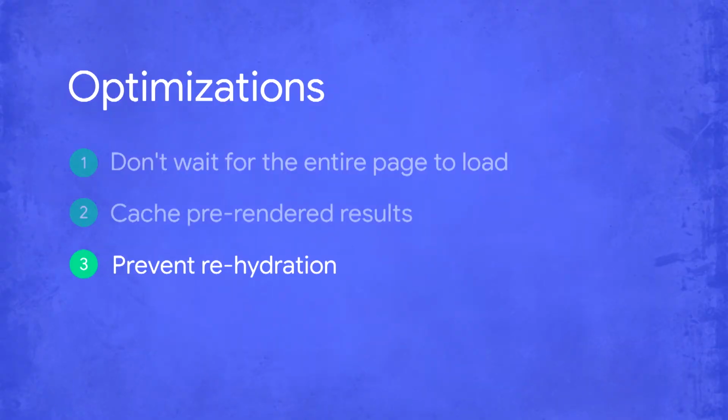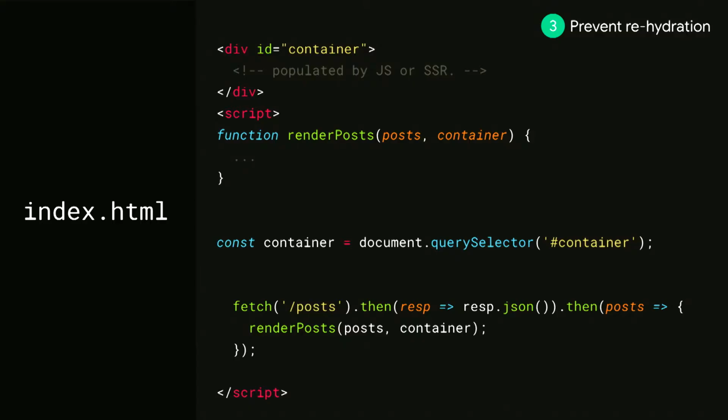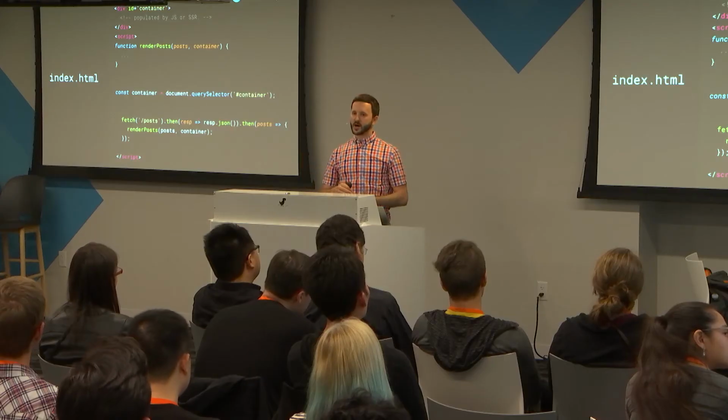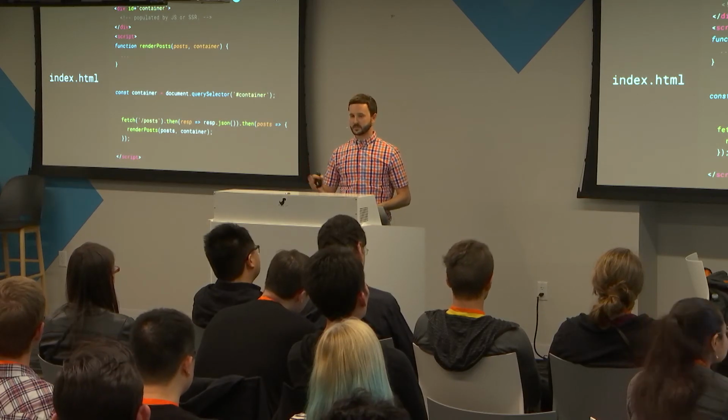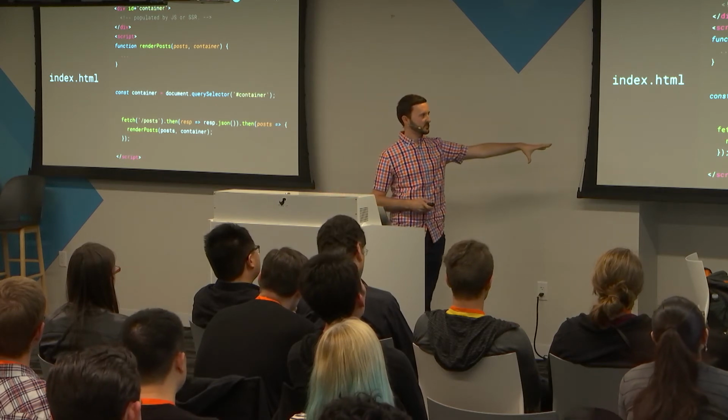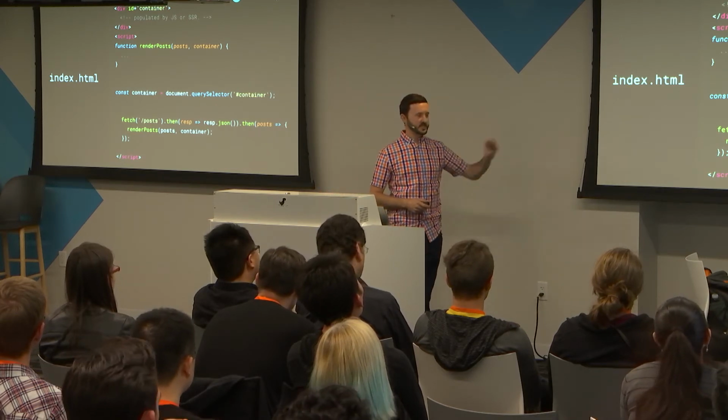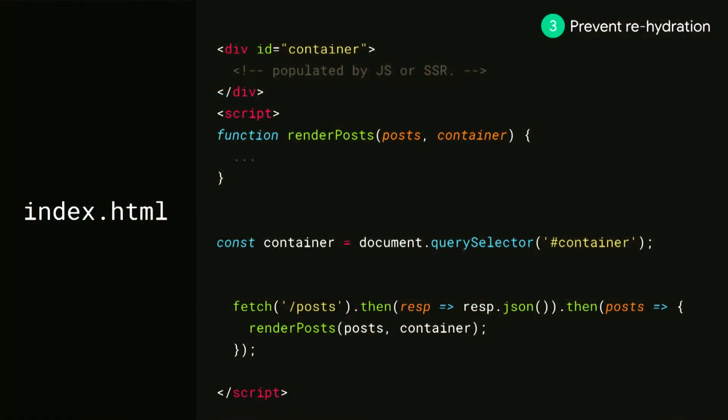Number 3, prevent rehydration. So what the heck is rehydration? If you go back to just our client-side app, we have this container that gets populated with a bunch of JSON posts. And that's what this JavaScript at the bottom here does. But this happens when the user visits the page. This JavaScript does its thing in the browser, but it's also happening in the cloud when Headless Chrome runs this page. So we're doing this twice. We're rendering these posts twice. So that's kind of wasteful.